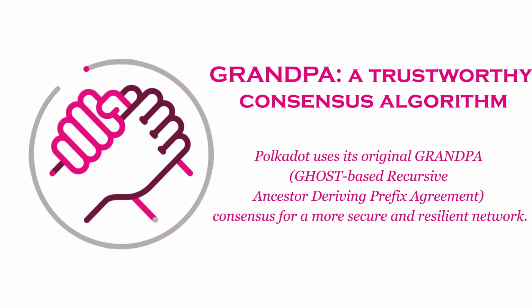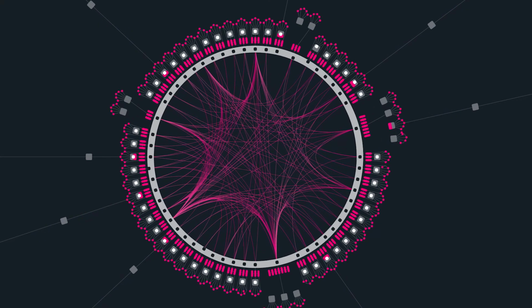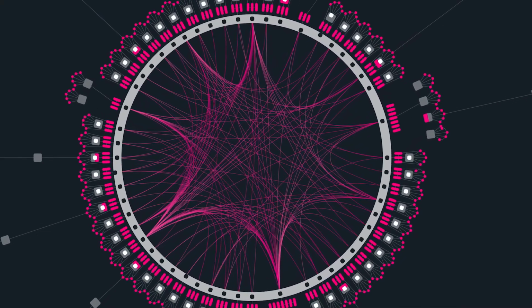GRANDPA, a trustworthy consensus algorithm. Polkadot uses its original GRANDPA, GHOST-based Recursive ANcestor Deriving Prefix Agreement, consensus for a more secure and resilient network. Under good network conditions, GRANDPA can finalize blocks nearly instantly. Under bad network conditions, like a network partition, GRANDPA can finalize large quantities of blocks, theoretically millions, at once when the partitions resolve. Polkadot today is a constantly developing protocol.